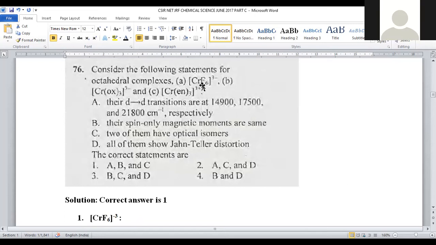Okay. So here hexafluoro, being monodentate, is highly convenient and labile for the excitation from a lower energy level to a higher one, so that is 14,900, followed by oxalato 17,500. For ethylene diamine, it is given as 21,800 centimeter inverse energy for d-d transition, right? This is the right statement.